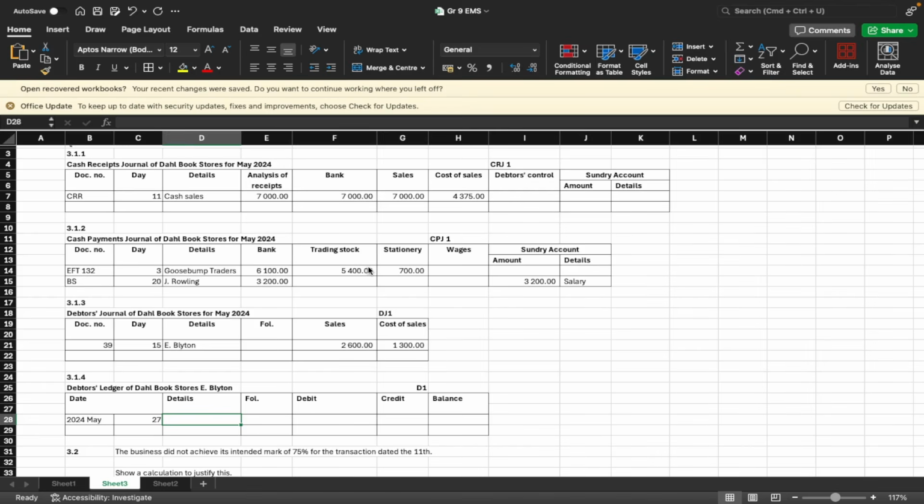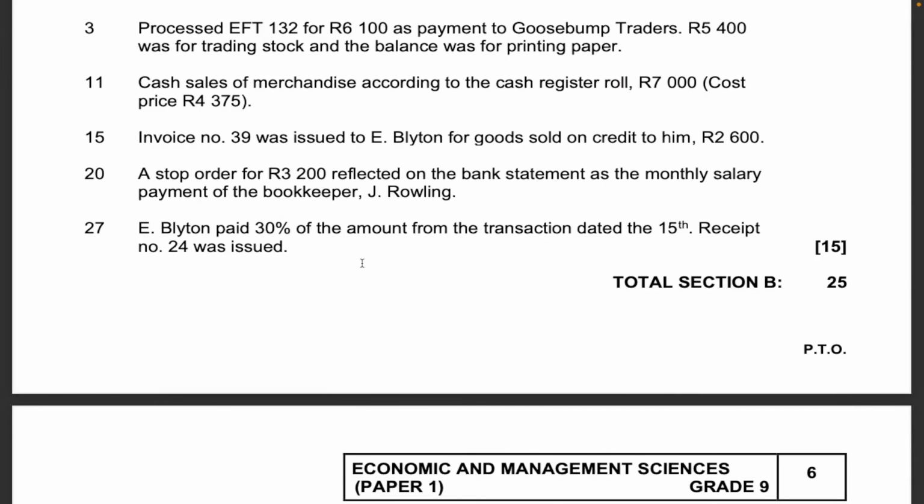Now, that's the first thing. But what else do you conclude from this transaction? What is happening here? We're receiving money. And so which other journal do we record this amount? Well, I hope you guessed it. Cash receipts journal. We're receiving money, cash receipts. Okay, so let's first record in the cash receipts before we record it in the debtors ledger. All right, so the document number or the receipt number is 24, so that's easy, and the day is the 27th, and the person who's paying us this money is E. Blayton. Okay, so let's do just that.